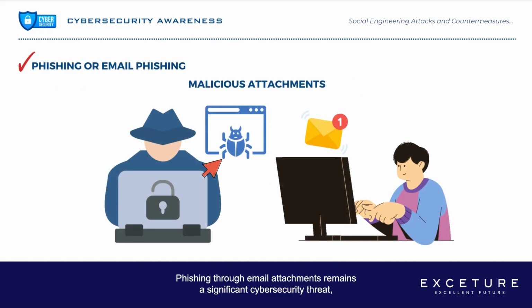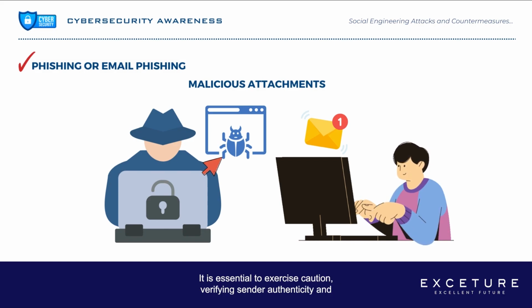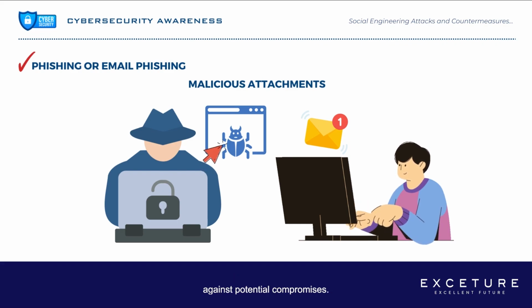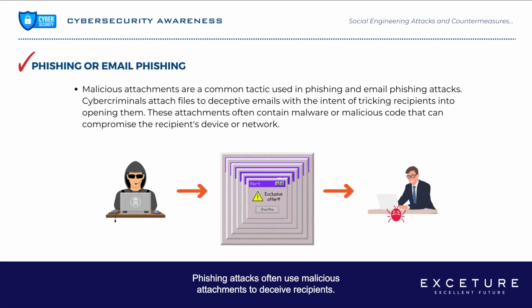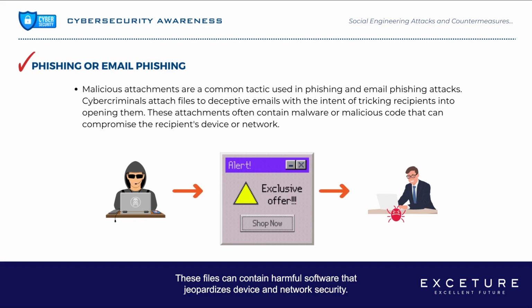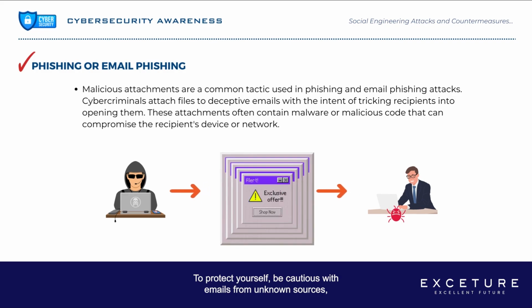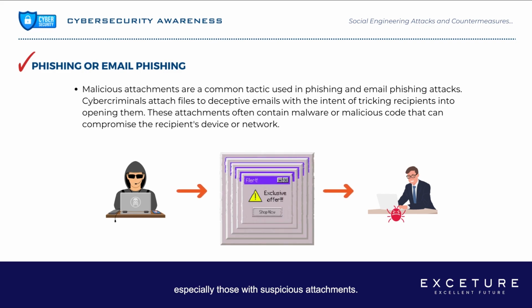Phishing through email attachments remains a significant cybersecurity threat, as cybercriminals often disguise malicious files as legitimate documents to deceive recipients. It is essential to exercise caution, verifying sender authenticity and refraining from opening attachments from unfamiliar sources to protect against potential compromises. Phishing attacks often use malicious attachments to deceive recipients. These files can contain harmful software that jeopardizes device and network security. To protect yourself, be cautious with emails from unknown sources, especially those with suspicious attachments.